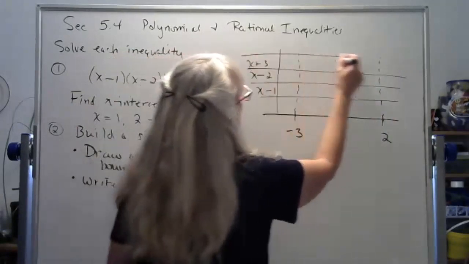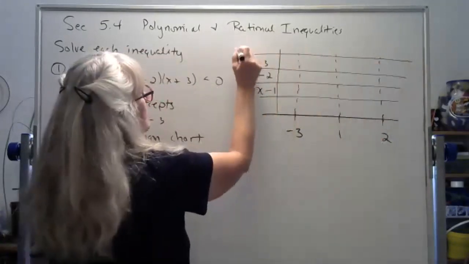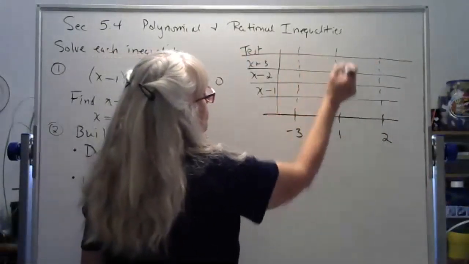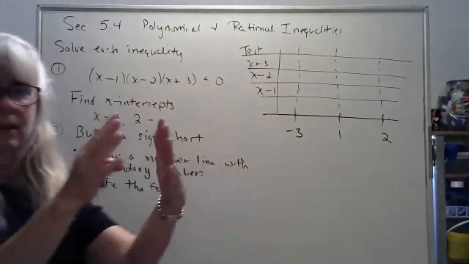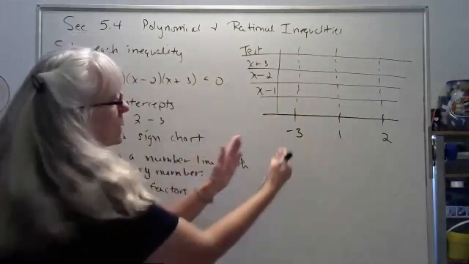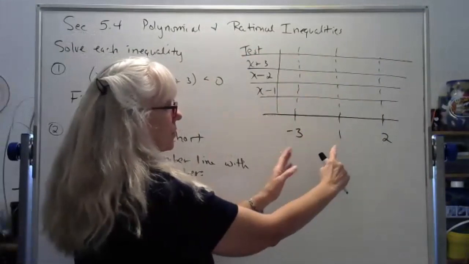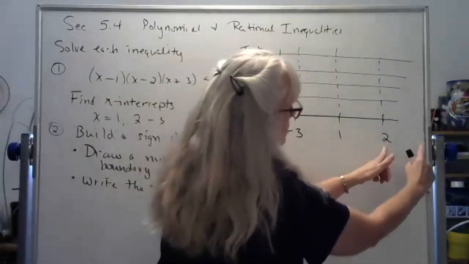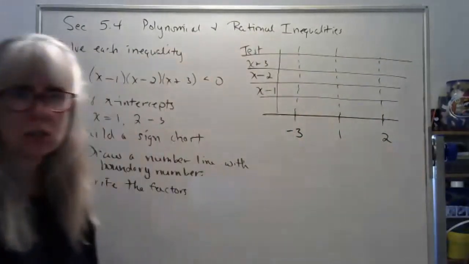And then at the very, very top, I'm going to write the word test. And that's going to be the number we're going to test. So what we've done is kind of taken that number line and divided it up into regions. And the regions we have are to the left of -3, between -3 and 1, between 1 and 2, and then to the right of +2. And those are the regions we have.